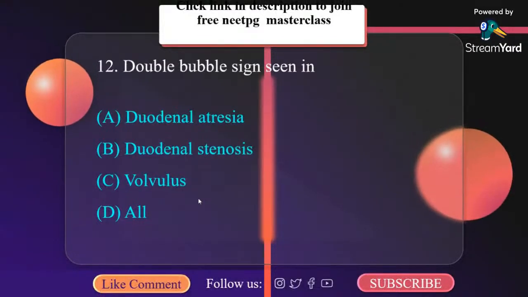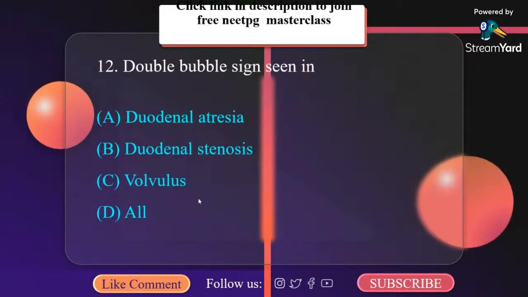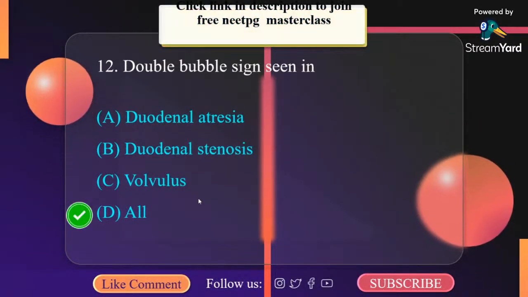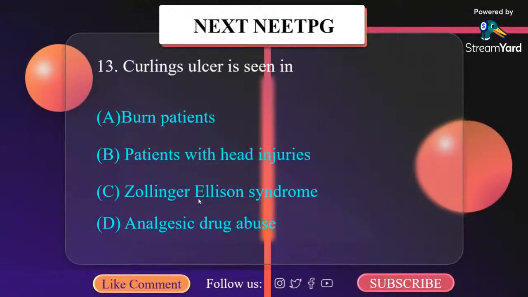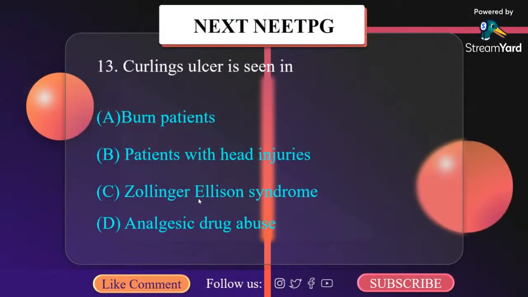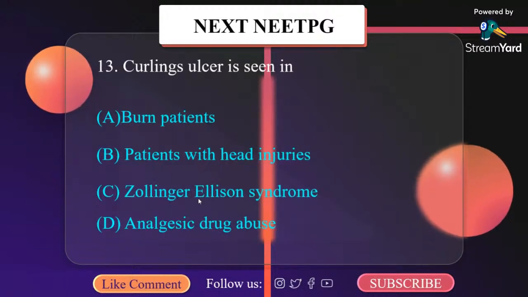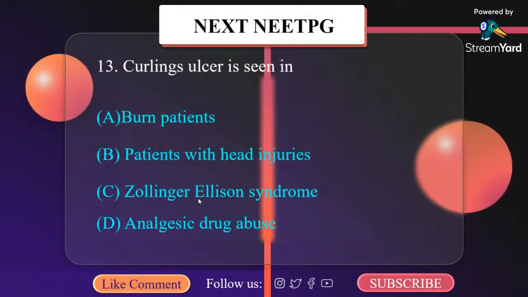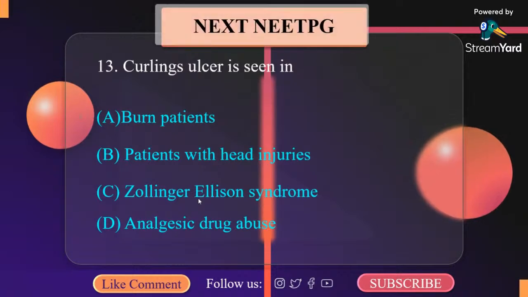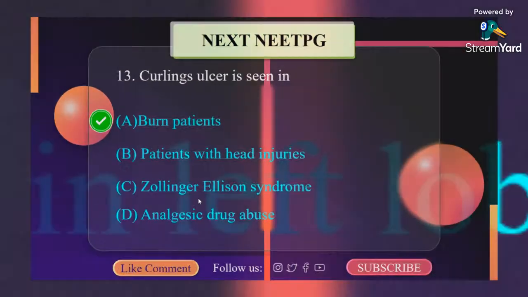Double bubble sign is seen in A. Duodenal atresia, B. Duodenal stenosis, C. Volvulus, D. Curling ulcer is seen in A. Burns patient, B. Patient with head injuries. In patients with head injuries, Cushing ulcer is seen. Curling ulcer is seen in burns patients. The correct option here is burns patient.